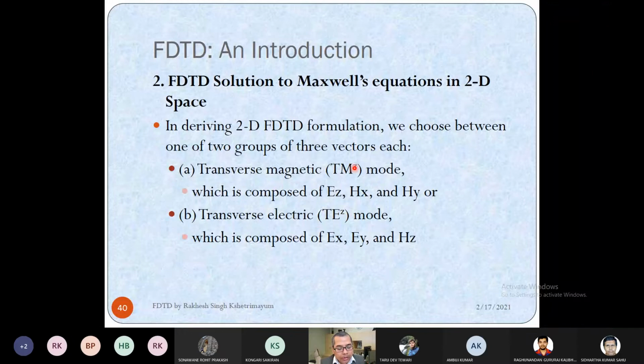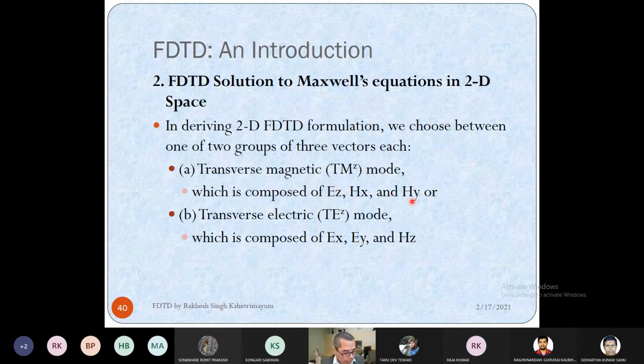If the magnetic field is perpendicular to the Z direction, then the magnetic field will not have any Z component. Then it can have components X and Y. And the electric field is perpendicular to the magnetic field, so the electric field will have only the Ez component. For TEz mode, the electric field is perpendicular to the Z direction, so it will not have any Z component, only Ex and Ey. And the magnetic field will have only the Z component.